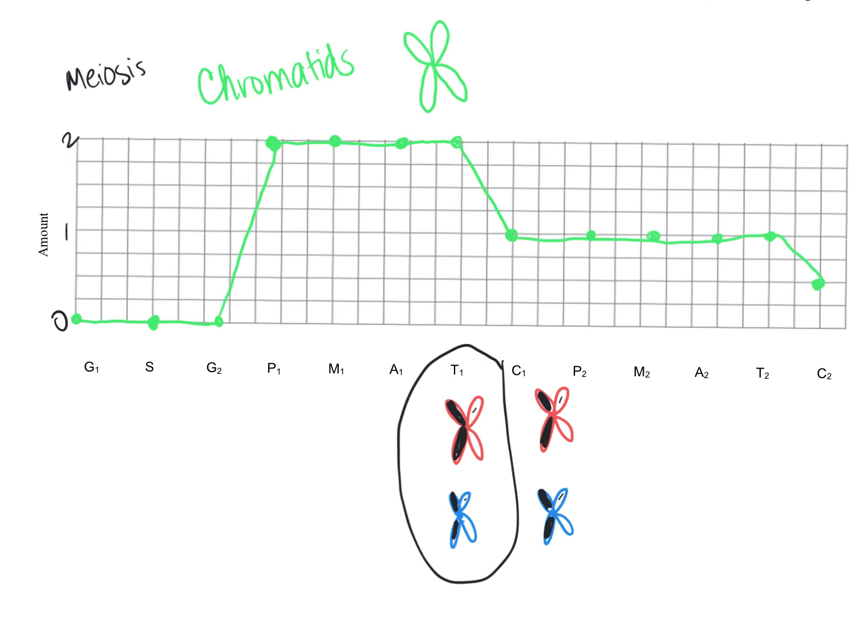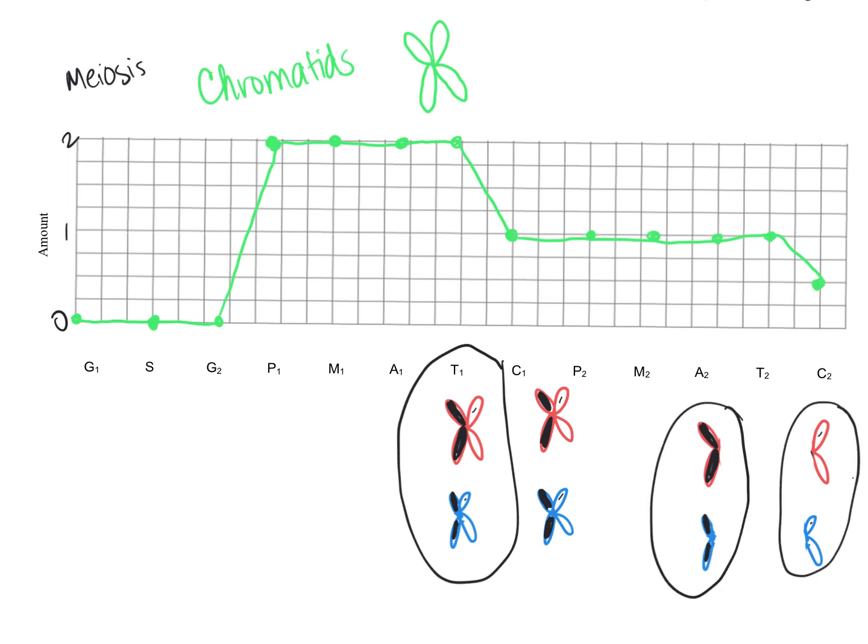So then during meiosis 2, the number of chromatids stays at the normal amount until cytokinesis, which is when we're going to split this sister chromatid and this sister chromatid in half. So when these sister chromatids split in half, you get cells with chromatids like this at the end of cytokinesis 2.